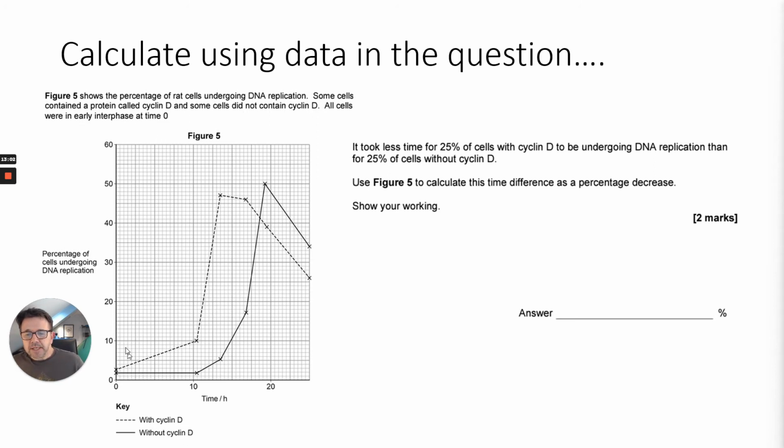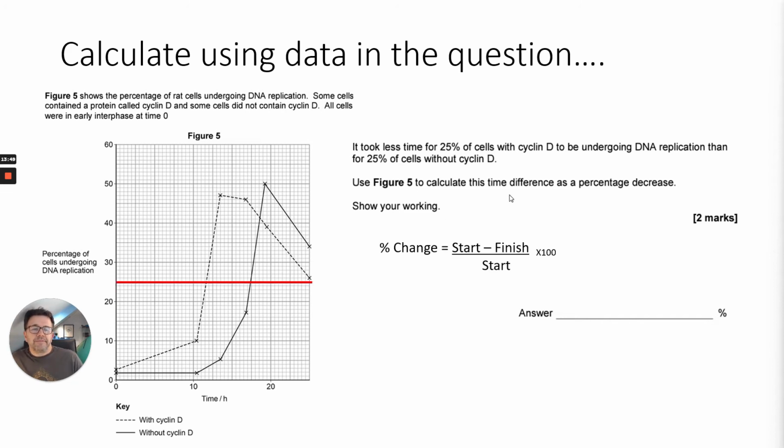With cyclin D, I can immediately see there's a faster rate of cells undergoing DNA replication than without cyclin D. But without cyclin D, the largest percentage is found in that particular treatment. It decreases quicker though with cyclin D. Anyway, there's lots of information there. It says it took less time for 25% of the cells with cyclin D to be undergoing DNA replication than for 25% of cells without cyclin D. So let's find 25%. So 25% is there.